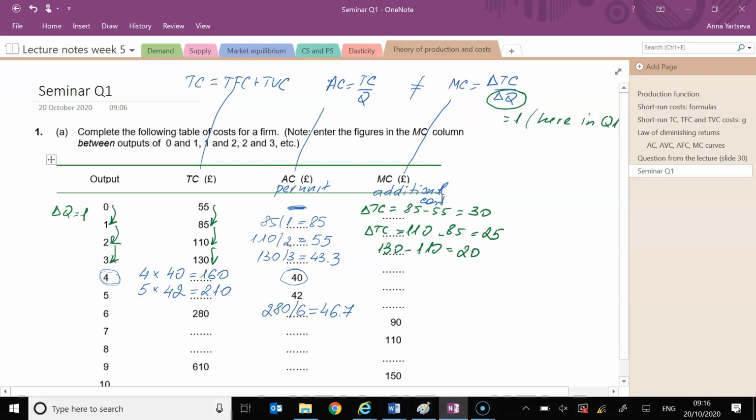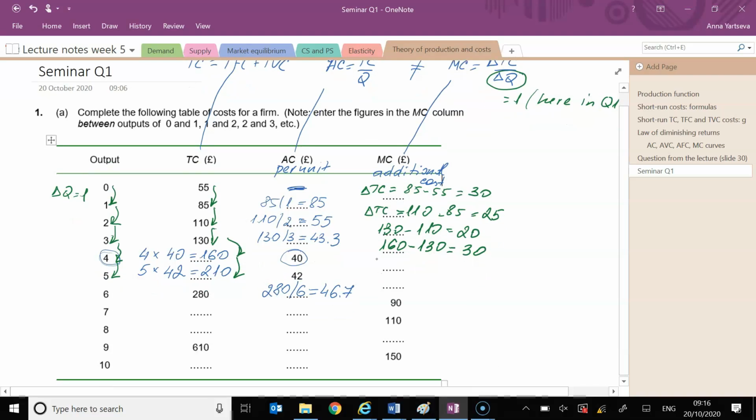And so on. Movement from 3 to 4 increases our expenditure from 130 to 160. The difference is equal to 30 pounds. That's our marginal cost. Next, movement from 4 to 5 units increases our total cost from 160 to 210. The difference is equal to 50, and this is our marginal cost for this production level. And that's it. We cannot proceed any further because we don't have any more data.